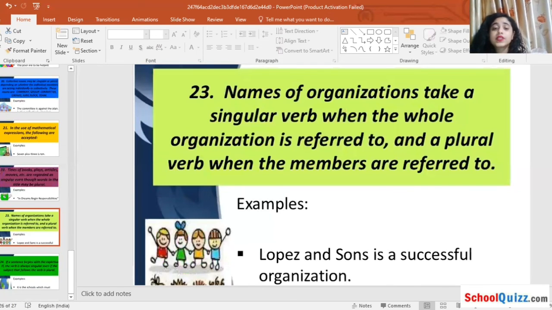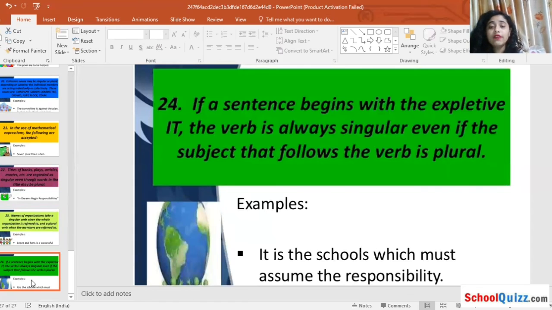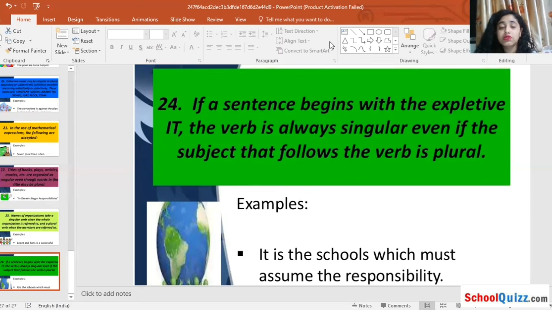Names of organizations take a singular verb when the whole organization is referred to and a plural verb when the members are referred to. When the sentence begins with the expletive it, the verb is always singular even if the subject that follows the verb is what? Plural. So I read the rules for you. If you want, you can pause and read the rules and solve some examples. So I hope you have understood the topic.